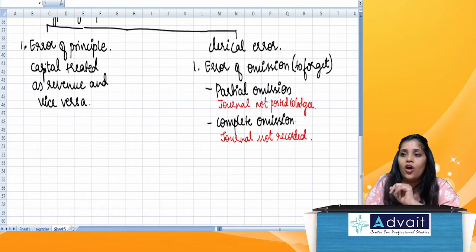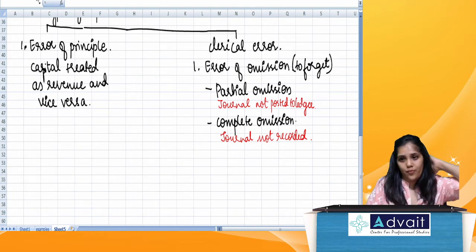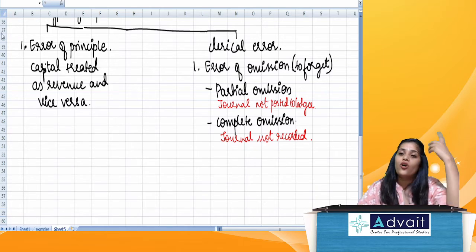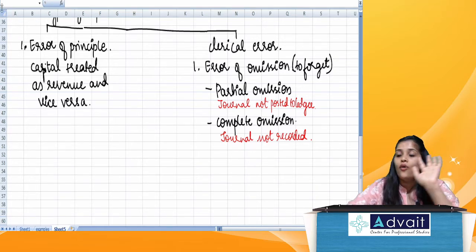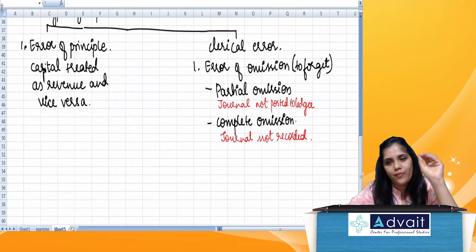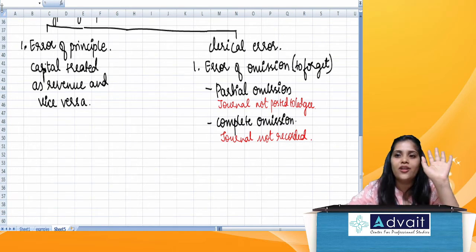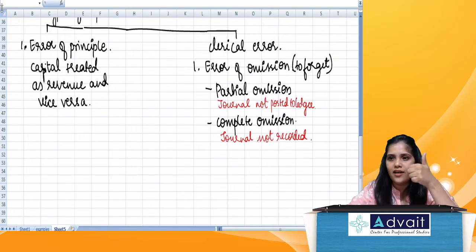Are you understanding? What is partial omission? You pass the journal entry, but you forgot to write it in ledger. What is complete omission? You forgot to write journal entry also, ledger also. Clear?